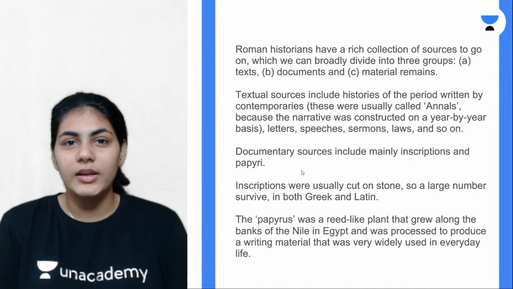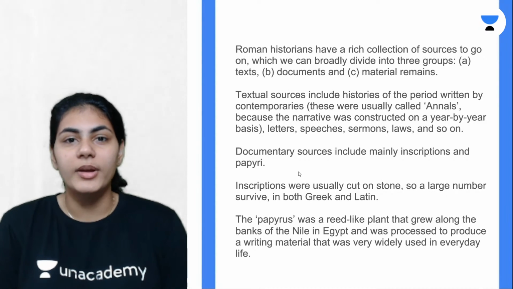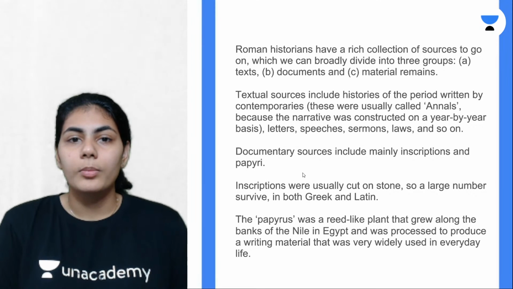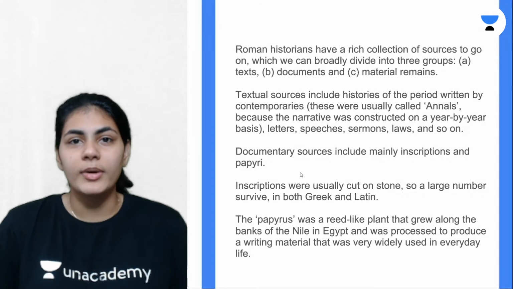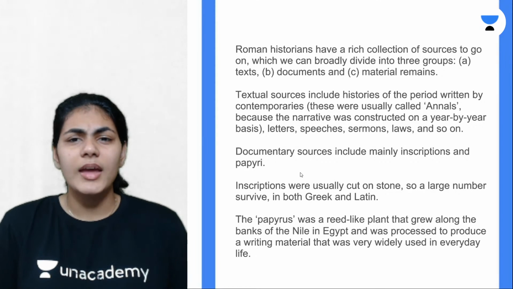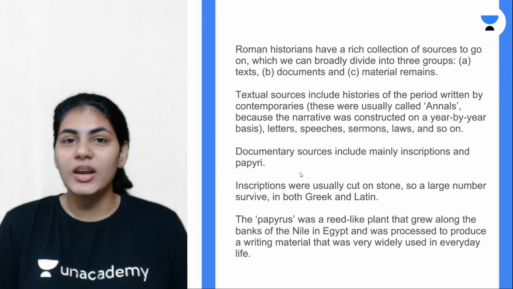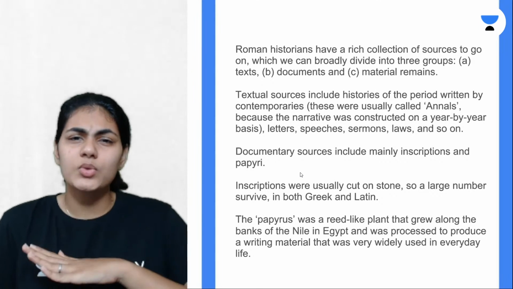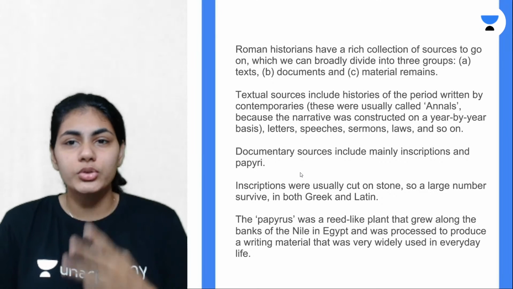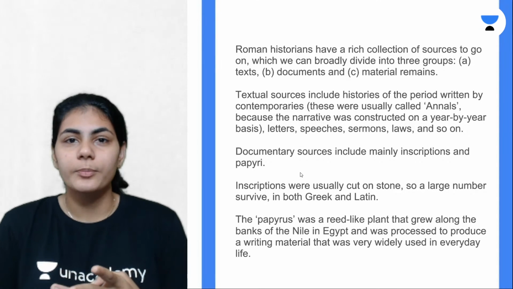Like how did we get to know the information about the Roman Empire? So to start off, Roman historians, historians basically working on the Roman Empire, they have n number of sources, like a rich collection of sources, right? And broadly they have categorized whatever sources they have into 3 types or 3 groups, right?